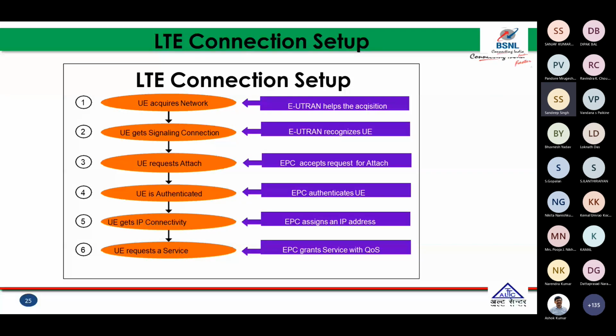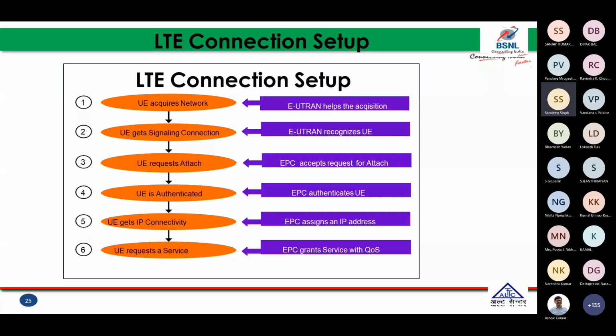Attach is very similar to the registration request in 5G, but in this attach request, the PDN connection request is also there in 4G, whereas in 5G, the UE requests registration only, and the PDU session establishment request is done separately. There is no default PDN connection in 5G.